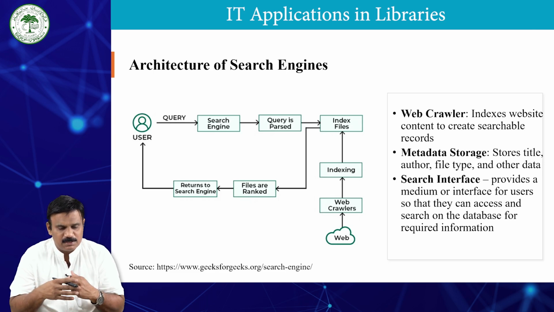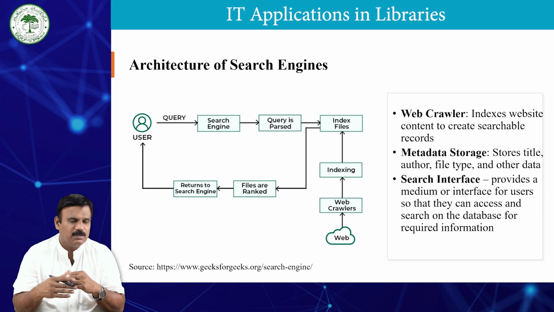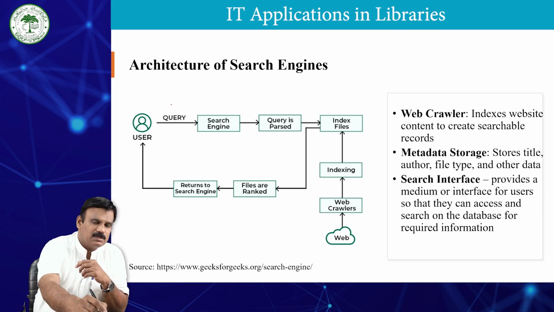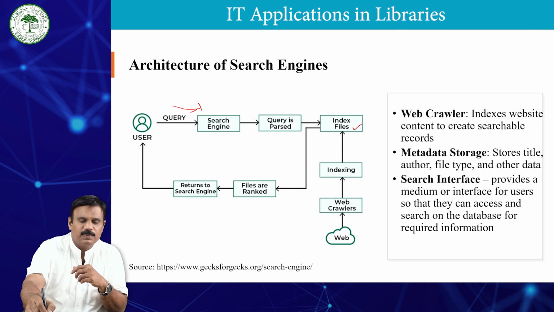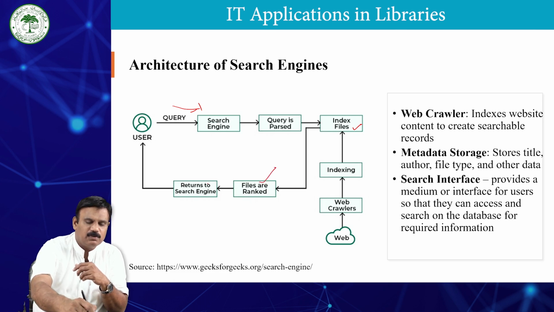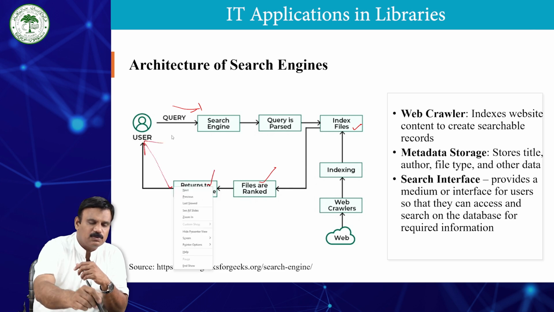You'll find this flow chart. You'll find the user is asking a query, and the search engine interface is here. Then the query is passed to the index file. From this index file, the content, the result will be ranked, and it will return to the search engine again. From the search engine, it will go to the user.